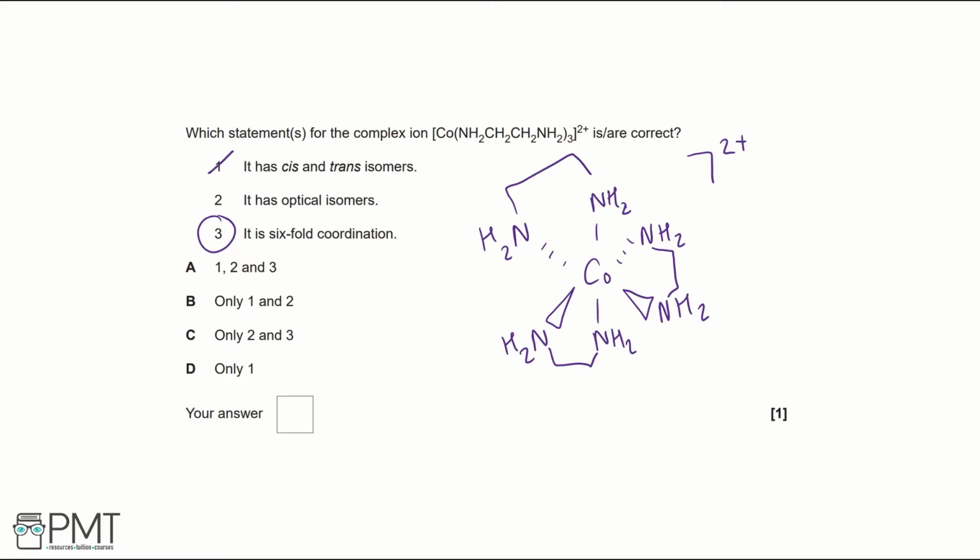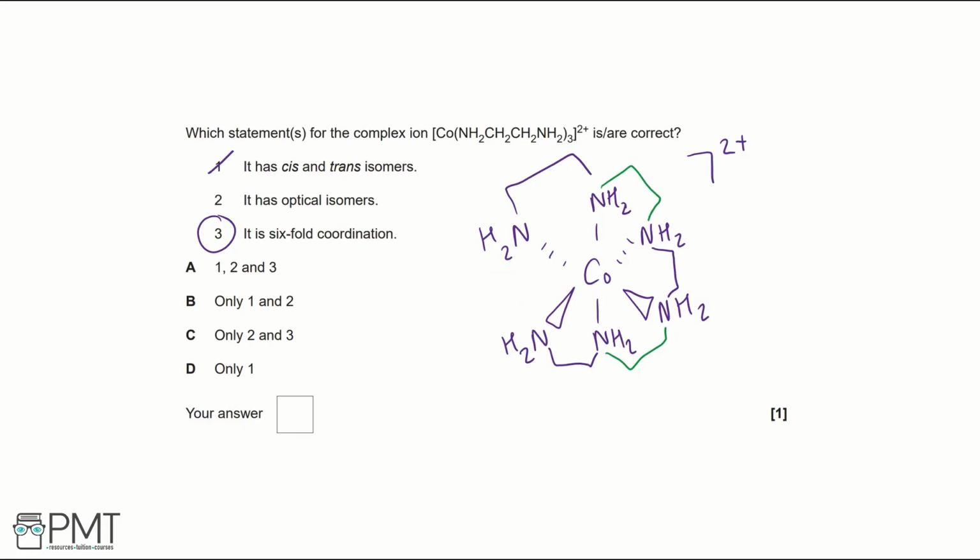And now we need to see if it has optical isomers. So it will, if we did a mirror image, we would have the ethyl groups going like this in the gaps of our structure. And that is just the mirror image, which will be our optical isomer.